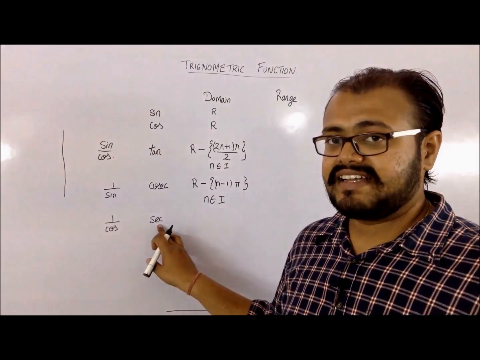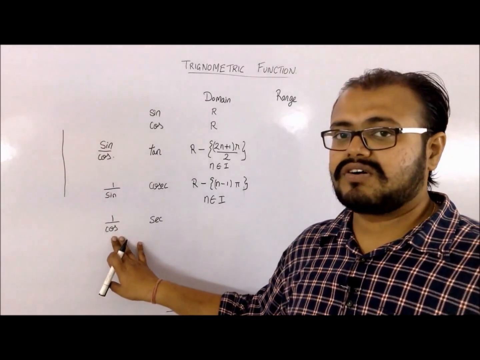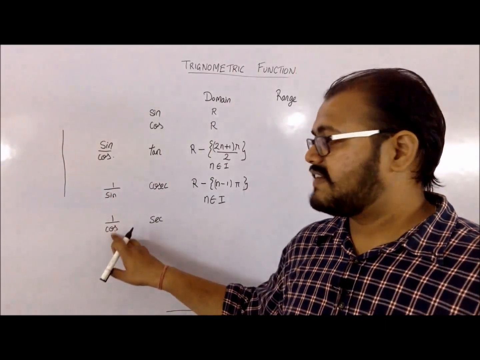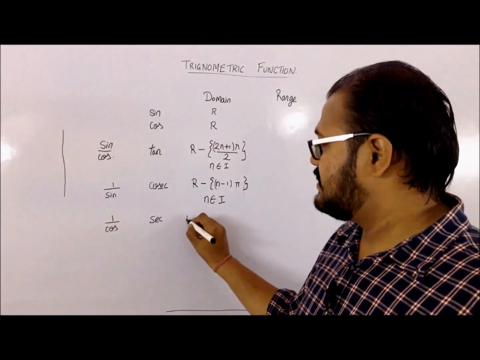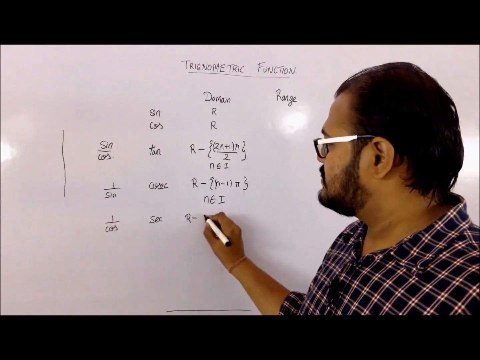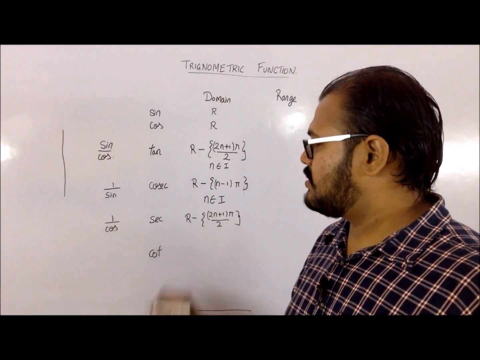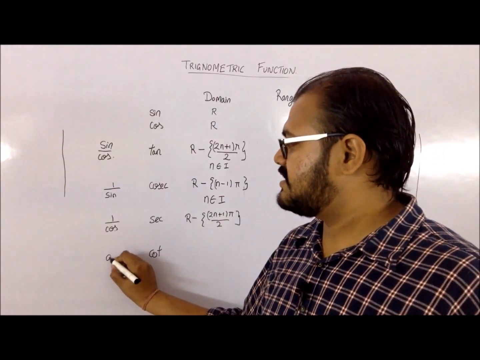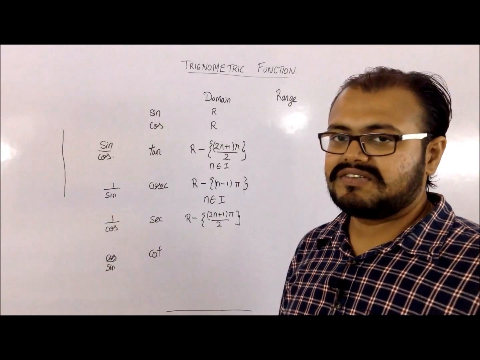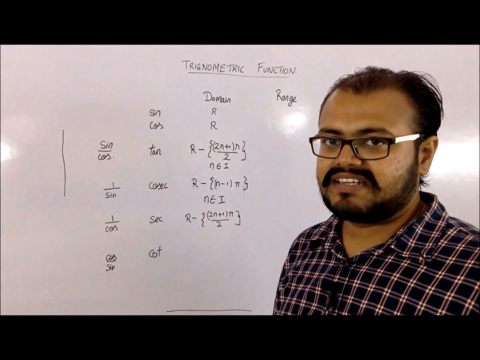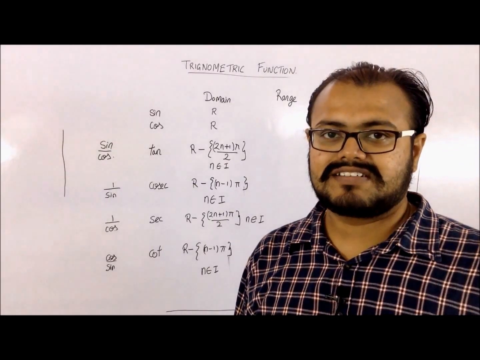For my sec theta, I can recollect that it is 1 by cos. So I have to avoid all the values which make the cos 0. The last one is cot. Cot is nothing but cos by sine. So I have to avoid all the values for which sine becomes 0. So these become my domain for the trigonometric functions.